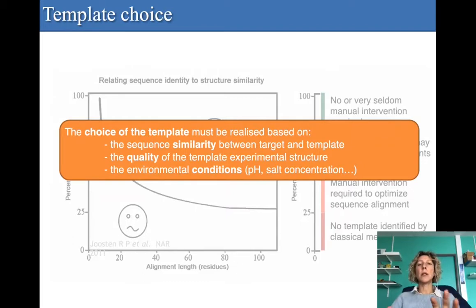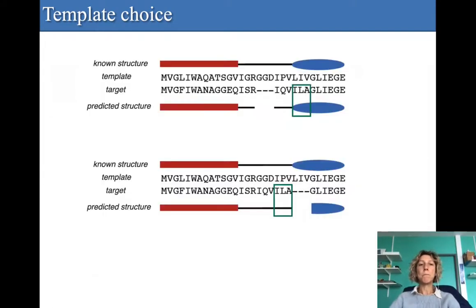So it is not only sequence similarity that matters for the choice of the template, you should also consider the quality of the 3D structure and also the physiological conditions, the environmental conditions in which it has been solved. Because you may have some proteins that are homologous, but they live in completely different conditions. Some of them, I don't know, live at very high temperature. And this may really mess up your modeling.